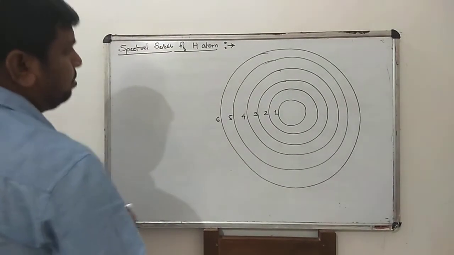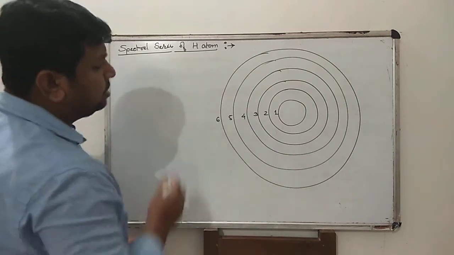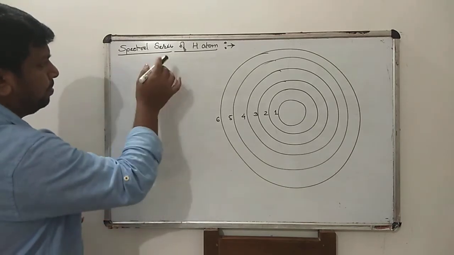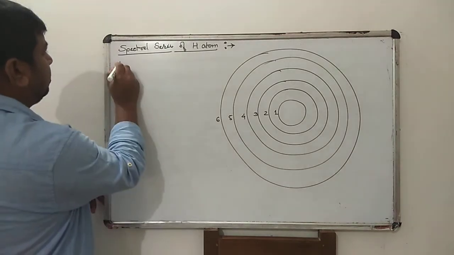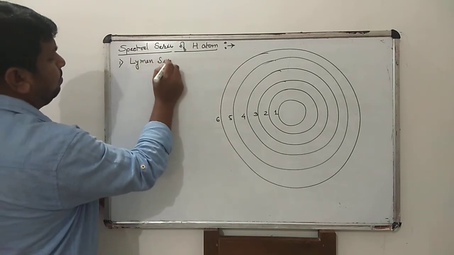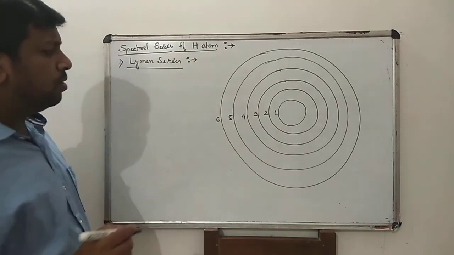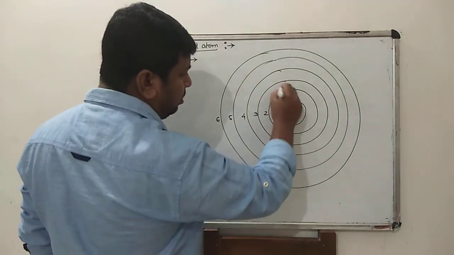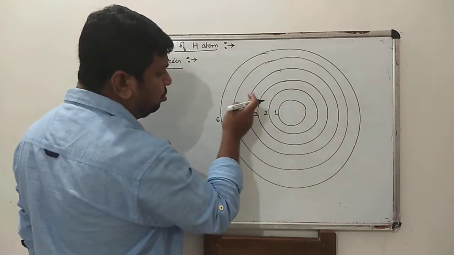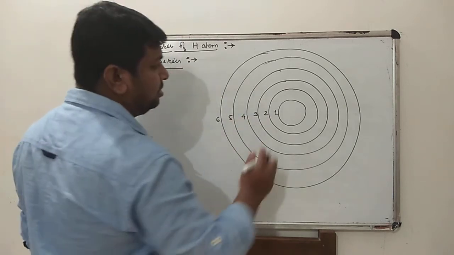So in the spectral series of the hydrogen atom, here we consider 6 circles, in which we get spectra. First one is Lyman series. Lyman series means when transitions occur from a higher energy level to n equal to 1. That means from higher energy levels 2, 3, 4, 5, 6 to 1. Those are known as Lyman series, like this.